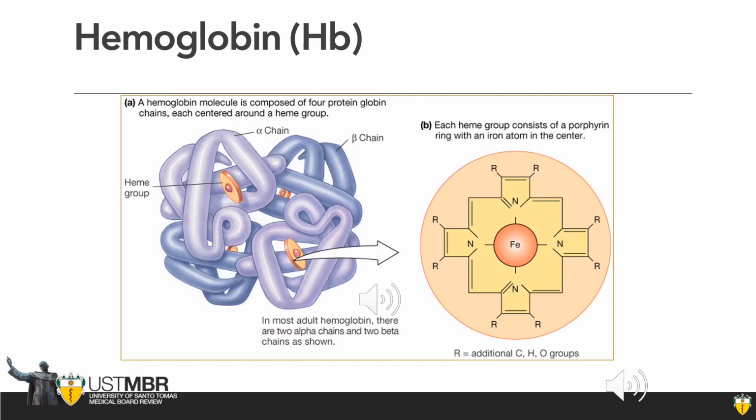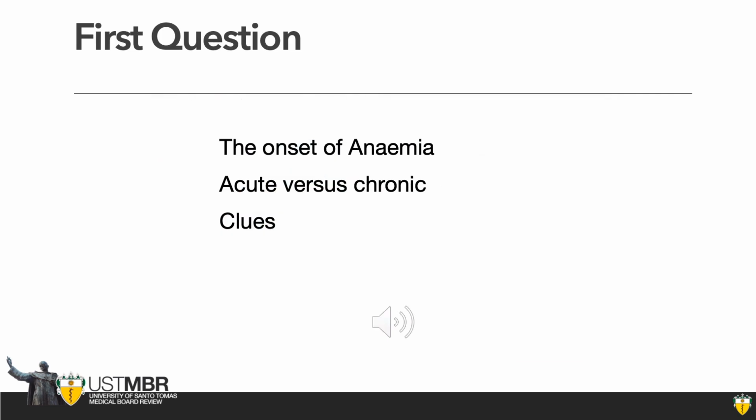The cytoplasm of an RBC consists of hemoglobin molecule, which is composed of four protein globin chains. So if you are asked what are the globin chains in an adult hemoglobin, the answer is two alpha globin chain and two beta globin chain. Each heme group consists of a porphyrin ring with an iron atom in the center. So look at the figure here that is color yellow.